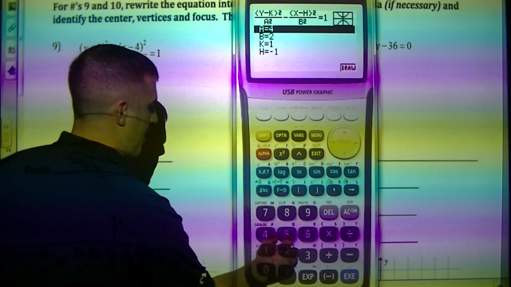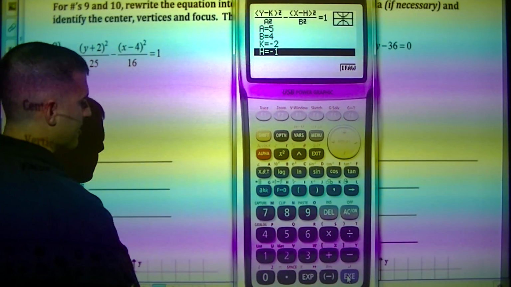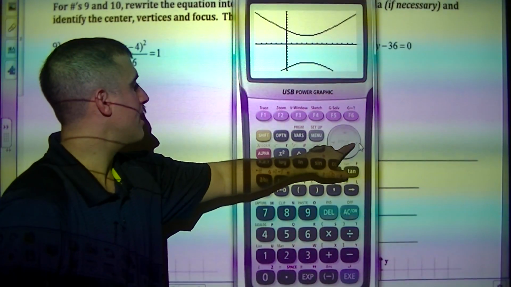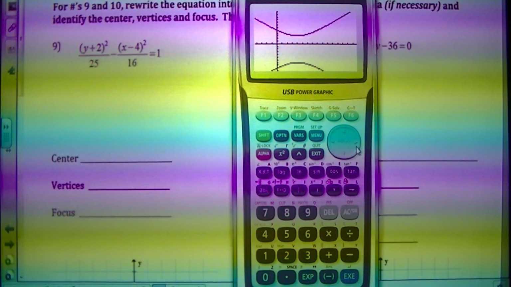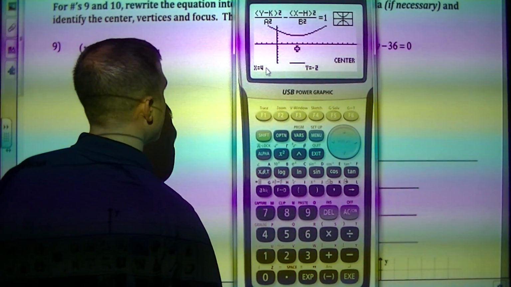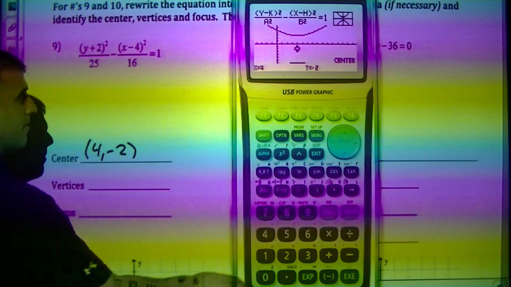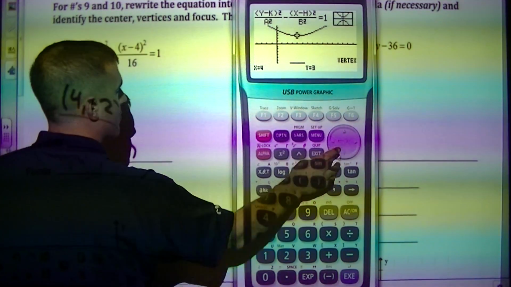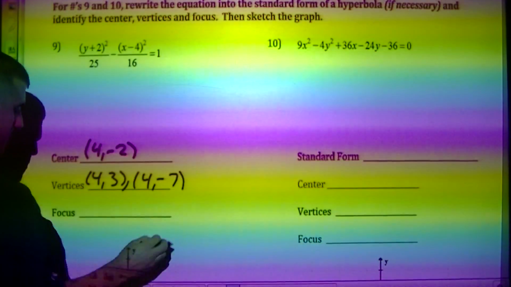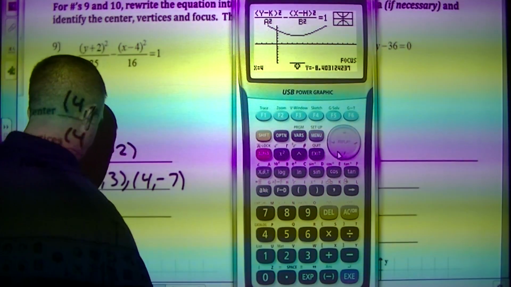So what I'm going to put is 5, this is going to be 4, that's going to be -2, and that is going to be 4, okay? And I am drawing that. So here's what that looks like. If you want to draw that to start, you can go ahead and do that. Let's find some information. G-Solve, use the over button, gives me my center, which is (4, -2). My vertices are (4, 3) and (4, -7). My foci are (4, 4.4) and (4, -8.4).